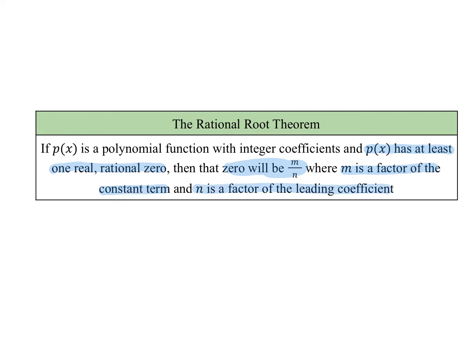So what does this mean? You essentially look at your constant term and you list out all of the possible factors of that value, and then you look at your lead coefficient and you list out all the possible factors of that value, and then you create all of the possible combinations of m over n, and that gives you a list to try. So sometimes you end up with a list of 6 terms to try, sometimes you end up with a list of 24 terms to try. It just depends on the combination of numbers.